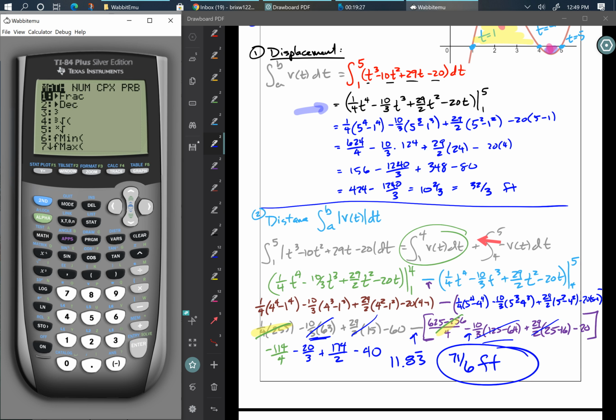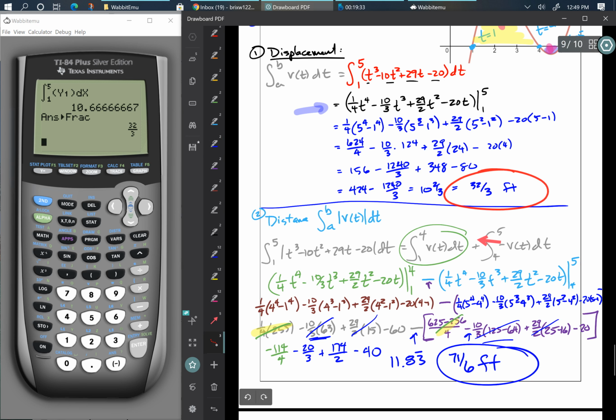10.66, or as a fraction, 32 thirds, which is this answer right here, because I did this on my calculator. Let's see if we can get this answer by doing this on the calculator, the absolute value. So again, you can get there two ways.